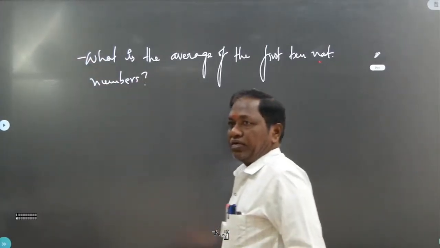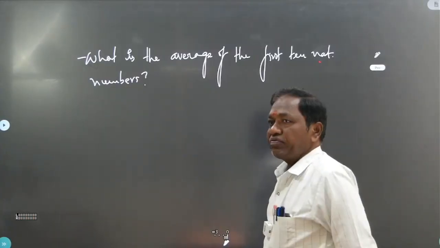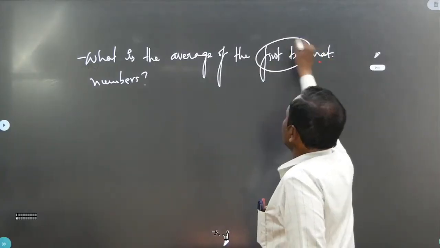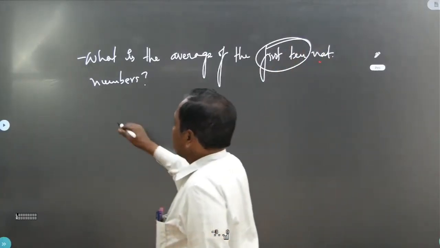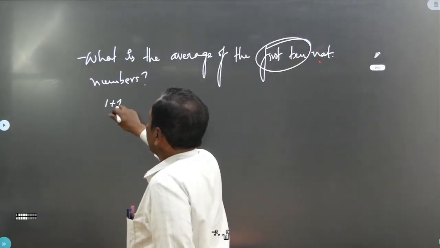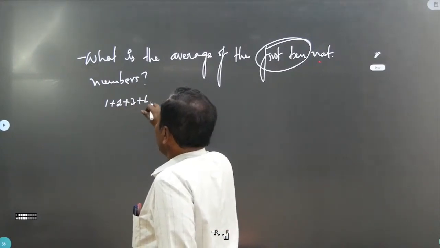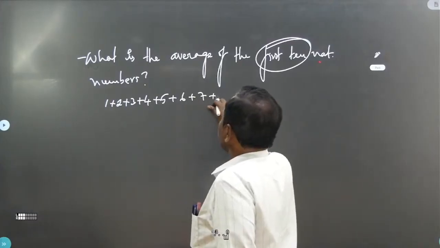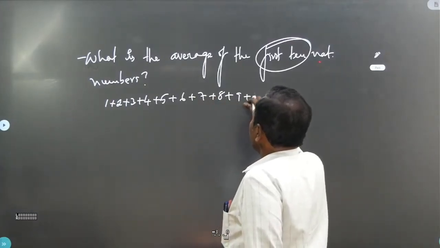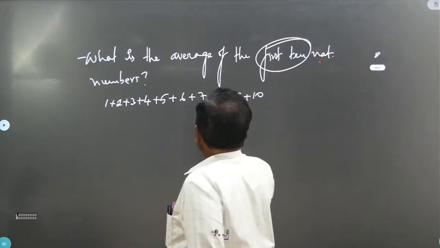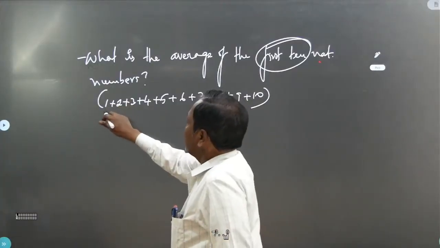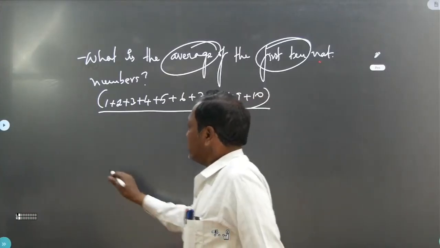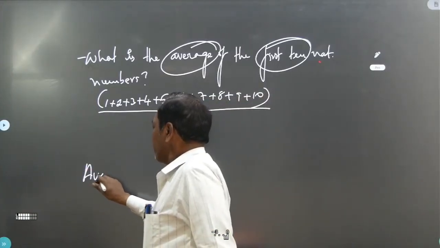So in practice, first 10 natural numbers, so 1 to 10, like 1 plus 2 plus 3 plus 4 plus 5 plus 6 plus 7 plus 8 plus 9 plus 10, we do that. So you will get a total. But we wanted to know the average. Average is what? So this is the average.